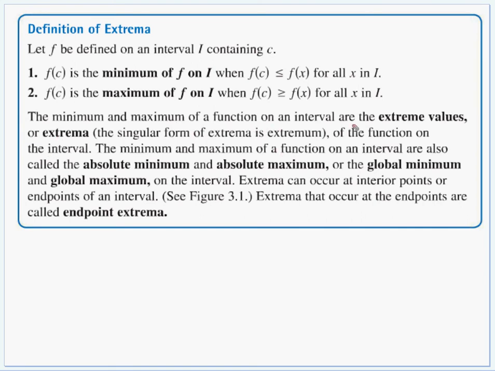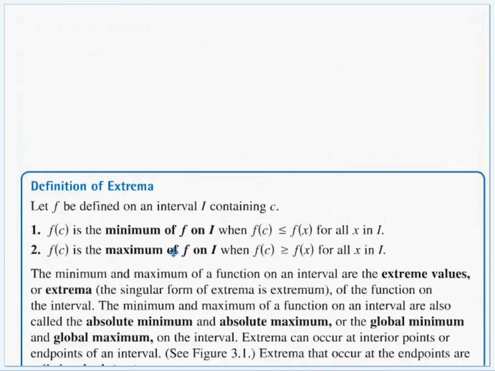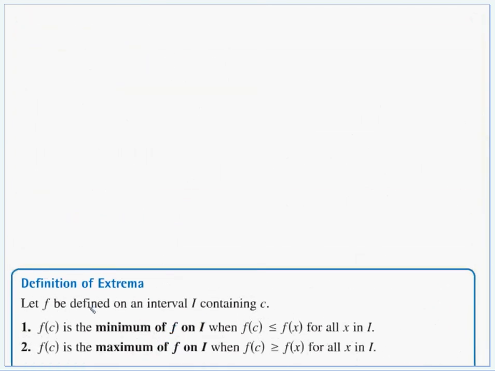of the function on that interval. The min and max functions on an interval are also called the absolute min and the absolute max, or the global min and max for the interval. So let's clear up a little bit of stuff here. First, let's look at this definition. It is very wordy and very confusing.